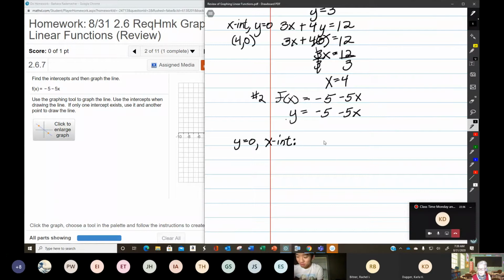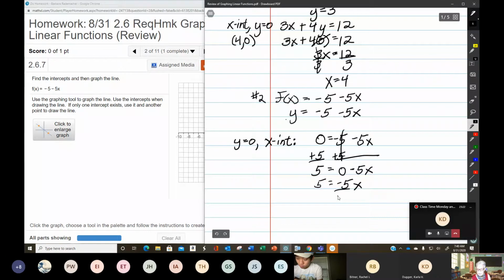Okay, so if I'm going to let y equal 0, that will be 0 equals -5 minus 5x. And now I have to solve this equation for x. It looks to me like the easiest thing would be to add 5 to both sides of the equation, because -5 plus 5 over here equals 0. So I will have 5 equals 0 minus 5x, and 0 minus 5x is -5x. So 5 equals -5x.